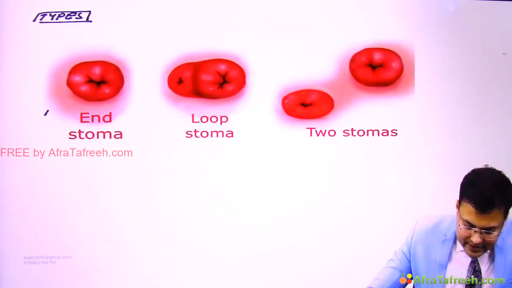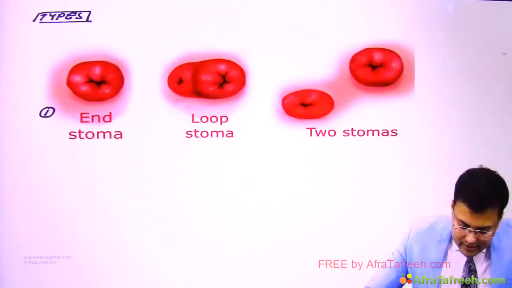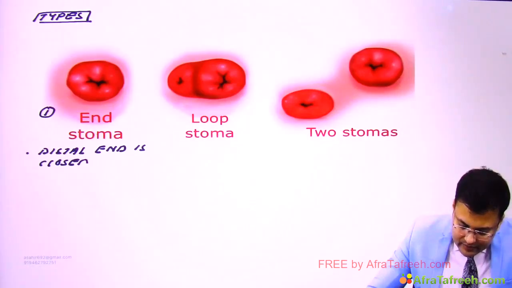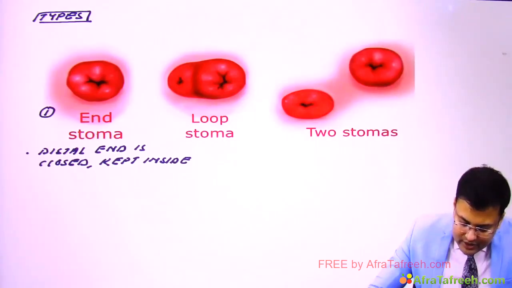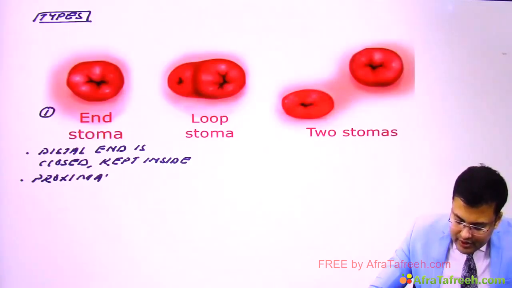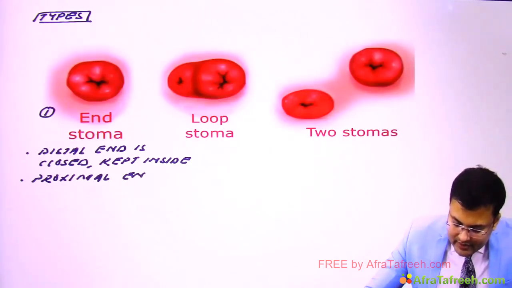So first is end stoma, in which the distal end is closed and kept inside the abdomen. The proximal end is taken out. So here you can see only one end, the proximal end, is taken out. Simple.